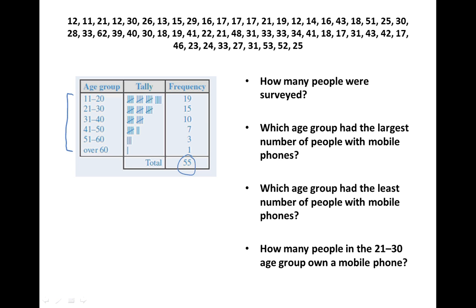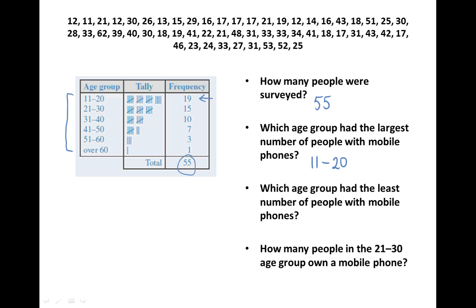So again, how many people were surveyed? We can see very quickly and very easily it was 55. Which age group had the largest number of people with mobile phones? So we're looking up here, and the age group is not 19, the age group is 11 to 20-year-olds.